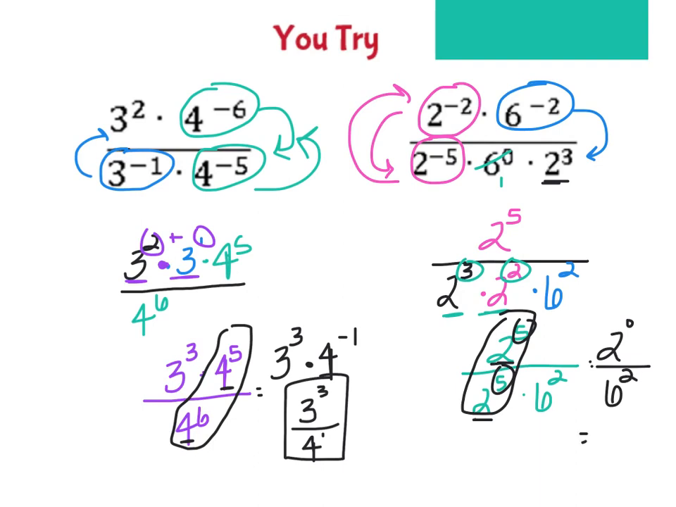Remember, yes, this is correct. However, 2 to the 0 power, anything to the 0 power is 1. So my final answer is really 1 over 6 to the second power. If I were to find the value of that, that would be 1 over 36 because 6 squared is 36. Make sure you have all of these examples and notes down so you can refer to them when you get to your practice.